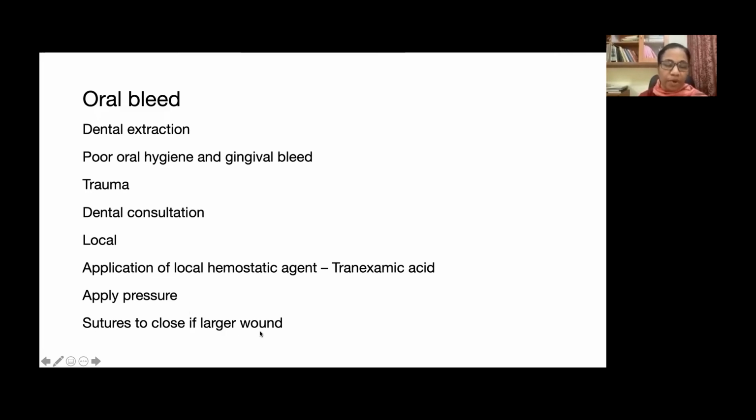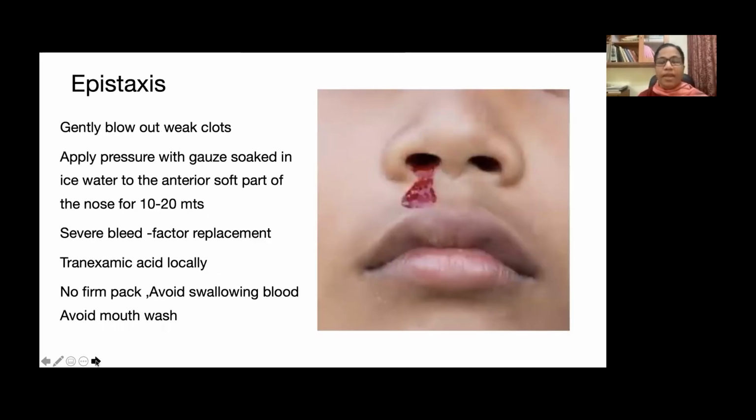That is also important. If the wound is larger, it can be sutured by a pediatric surgeon or a dental surgeon. And epistaxis, again, patients usually present with it because of nose picking in children; this is very common. Even in normal children, epistaxis is a usual occurrence. In hemophiliacs, severe blood loss can occur, and in some children, it is associated with hypertension also.